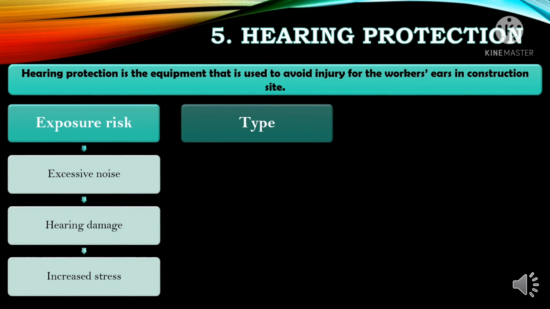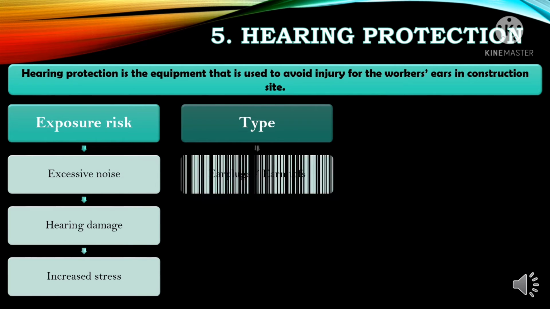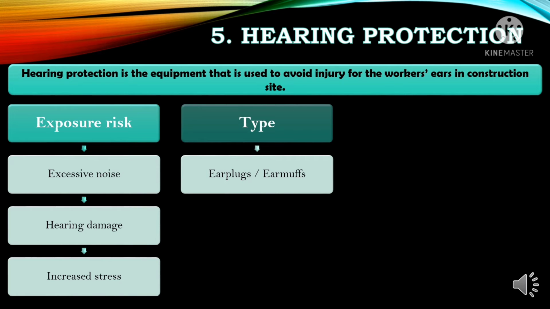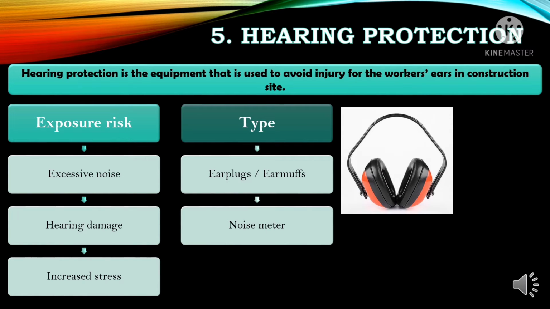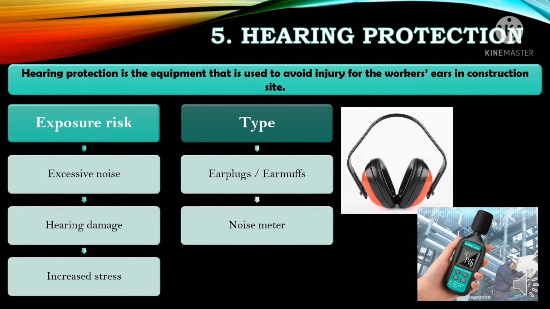There are two types of hearing protection. The first one is earplugs or ear muffs, and the second one is noise meter. So, this is the image of the earplugs or ear muffs. And then the second one is the noise meter. Noise meter is used to detect the sound, whether it's suitable or not for the workers to work there.